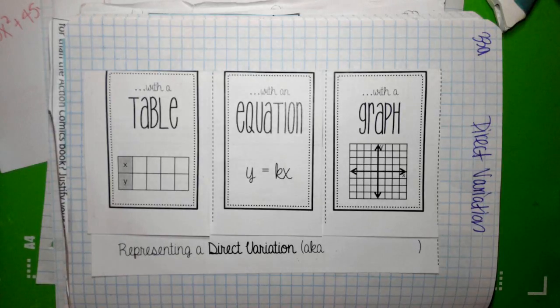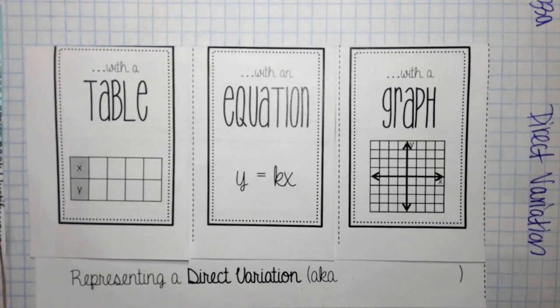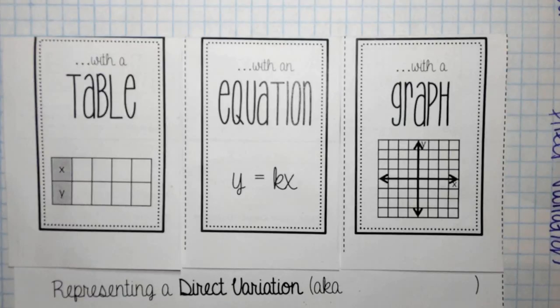So by the end of class today, our goal is to be able to identify a direct variation. And that's our learning target for today, which we're going to write at the top.